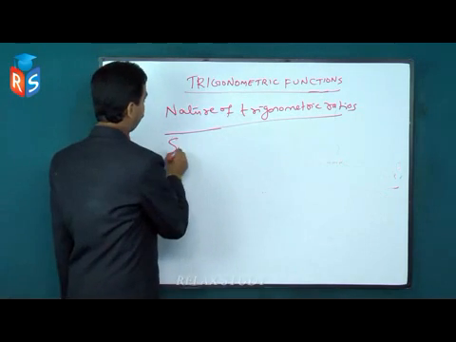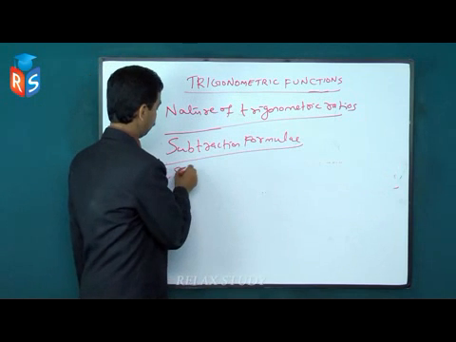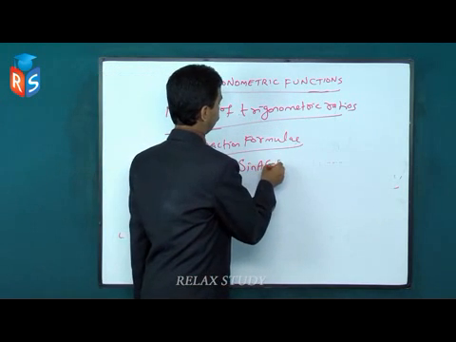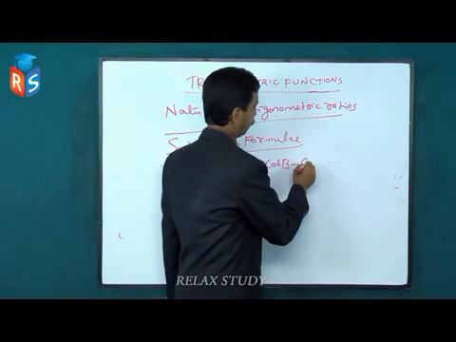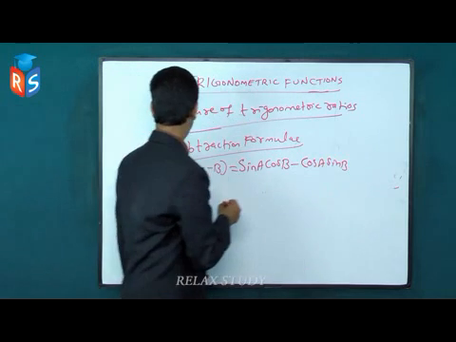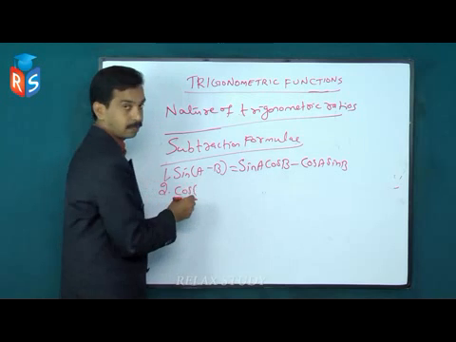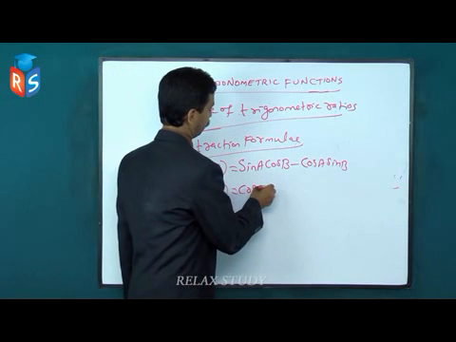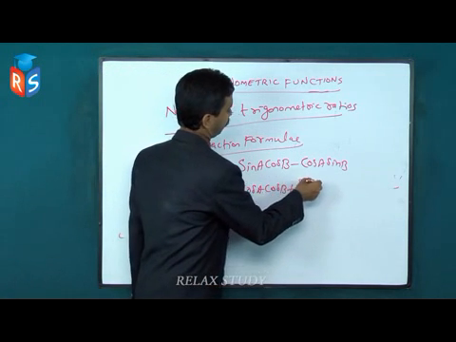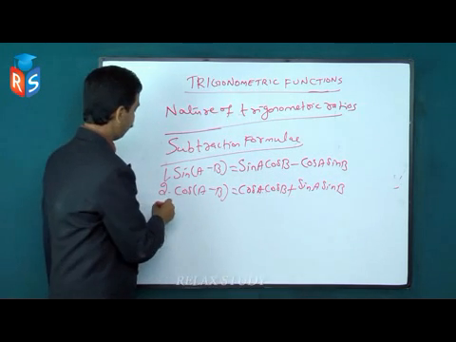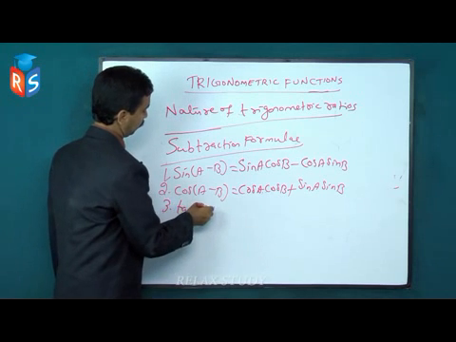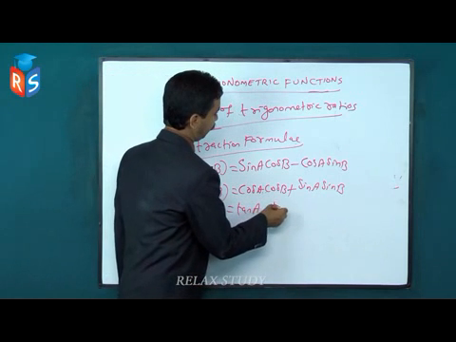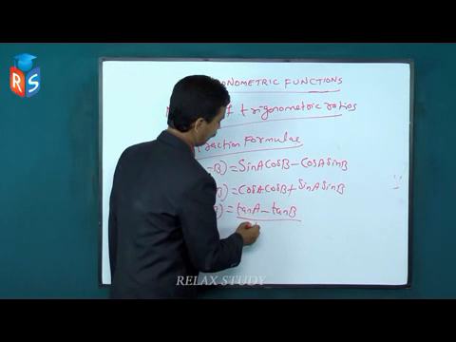Next, subtraction formula. First one, sin A minus B equals sin A cos B minus cos A sin B. Next, cos A minus B equals cos A cos B plus sin A sin B. Third one, tan A minus B equals tan A minus tan B divided by 1 plus tan A tan B.